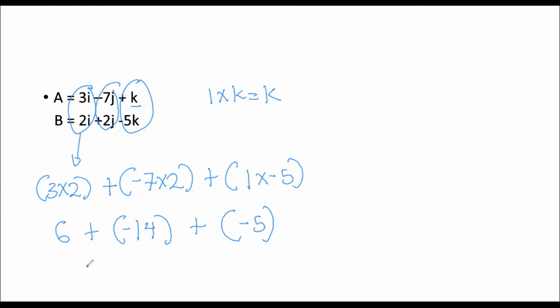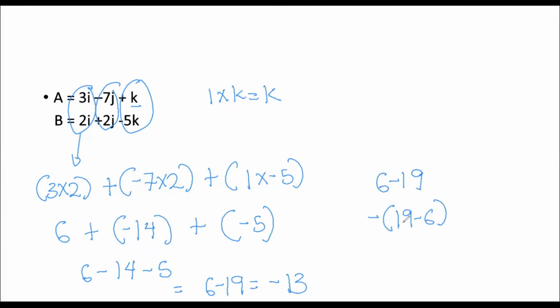And then we open the bracket, so we have 6 minus 14 minus 5. So minus 14 minus 5, that's minus 19. So we can say 6 minus 19, which will give us minus 13. Or we can write it like this. 6 minus 19 is the same thing as minus 19 minus 6. Our answer will be 19 minus 6 is 13, and then our answer is still minus 13. So meaning A dot B is equal to minus 13. Okay, so I'll use a red pen to mark it there.